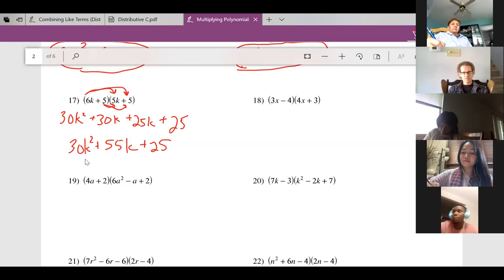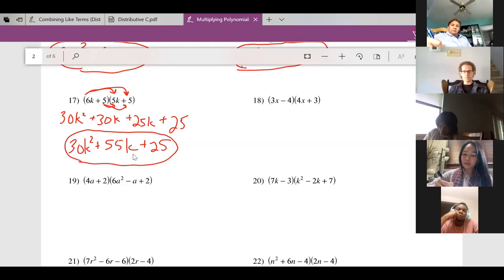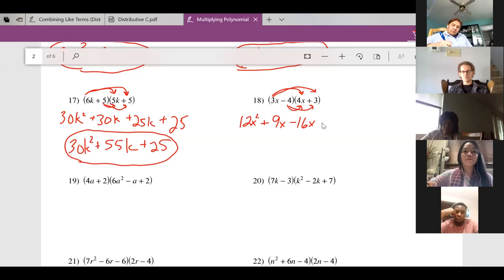And that's number 17. Okay, here's 18. I have 3x times 4x. That should be 12x squared. Then I have 3x times 3. That should be 9x. I have negative 4 times 4x should be negative 16x. And negative 4 times 3 should be negative 12.